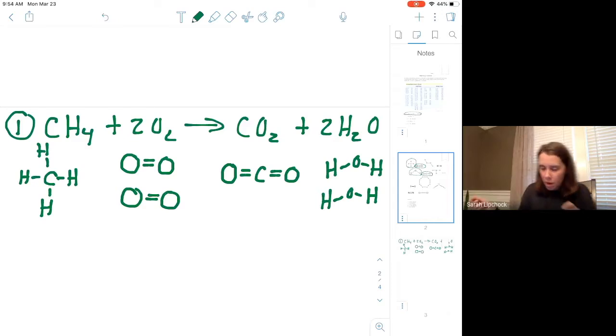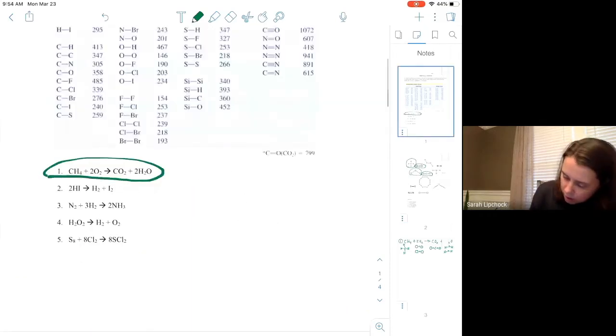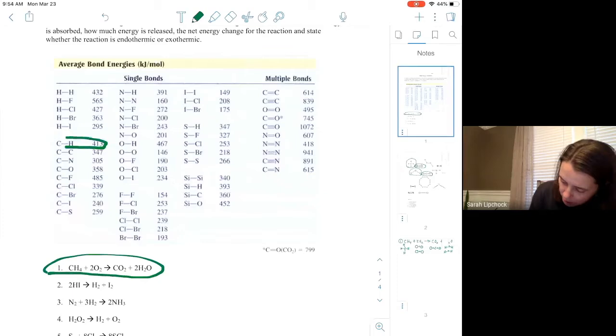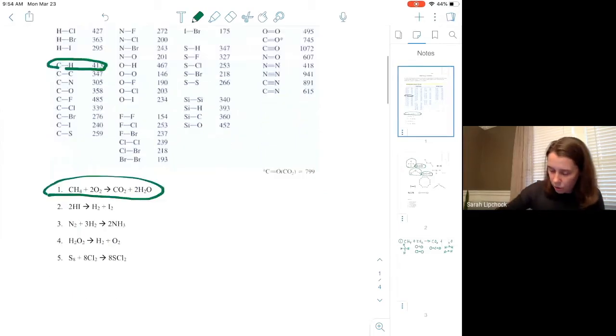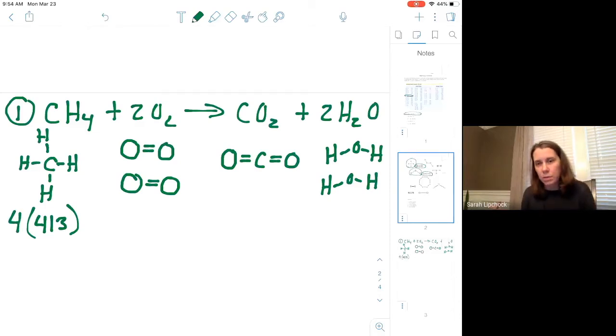Awesome. Okay. So now what we need to do is count up the bonds we have and add them up. Okay. So in methane, we have 4 CH bonds, right? Each line represents a bond. So if we look up in our table, a CH bond is right here, right? And that's 413 kilojoules. So to break one of those is going to be 413, but we have 4 of them. 1, 2, 3, 4. All right, so each one of those is going to be that much energy.